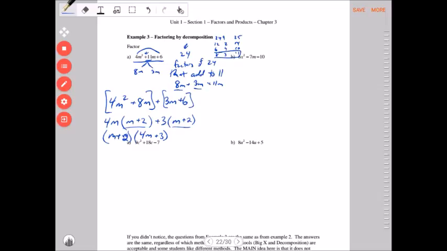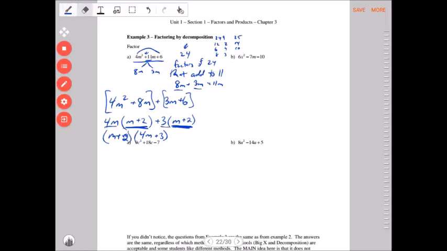So we decompose that middle term, that 11m, into 8 and 3. We group them together, and again, it doesn't matter how you group. It'll just work out to a different order, not a problem. We factor each little group, and we're always going to end up with an m plus 2 and an m plus 2, or two factors that are exactly the same. So that becomes one of our factors, and then the 4m and the 3 becomes our other one.